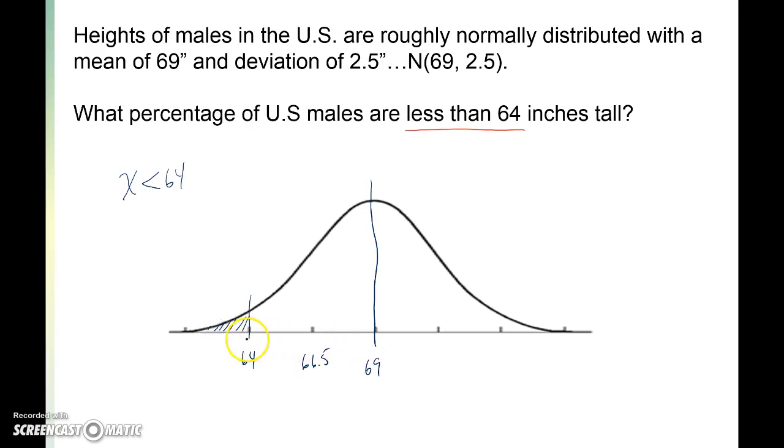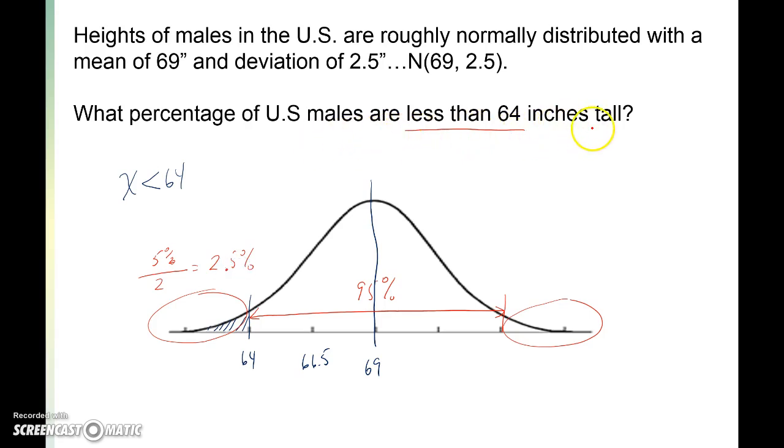Now, I can see that I'm two standard deviations below. And if I think again, within two standard deviations, I have 95% of all of my data. So therefore, the two tails must make up the remaining 5%. What I have over here would be my remaining 5%, but only half of that, which gives me 2.5%. So what percentage of U.S. males are less than 64 inches tall? Approximately 2.5%.